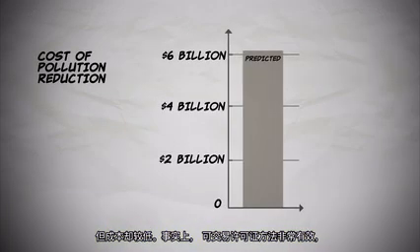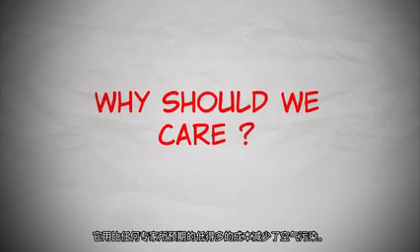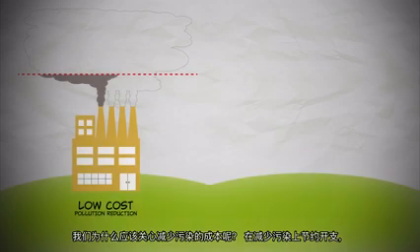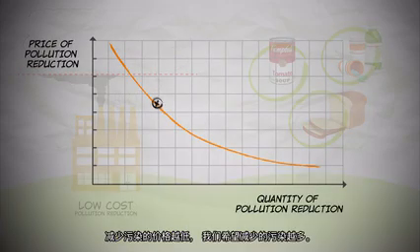In fact, the tradable permit approach worked so well, it reduced air pollution at a much lower cost than any expert had anticipated. Why should we care about the cost of reducing pollution? Spending less on reducing pollution means that we have more to spend on other goods. But also, don't forget the law of demand. The lower price of pollution reduction, the more pollution we want to reduce.